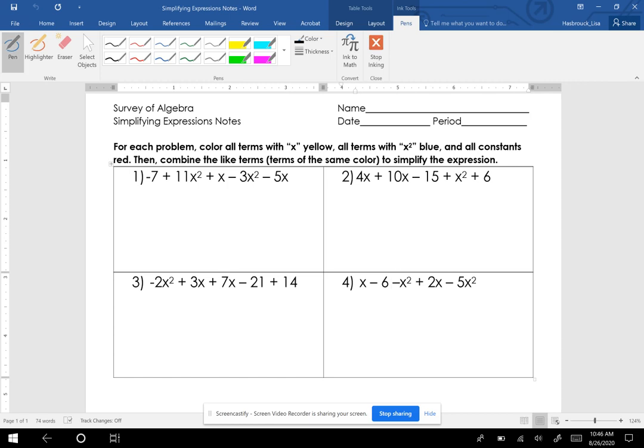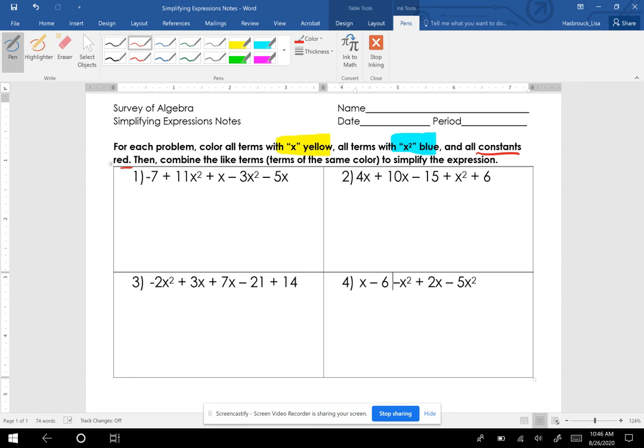Hello class, today we're going to go over some notes on simplifying expressions. For these notes, we're going to use some color coding to help us understand. In the directions it says color all terms with an X yellow, X squareds are blue, all constants are red. And then we're going to combine like terms, which means terms of the same color.